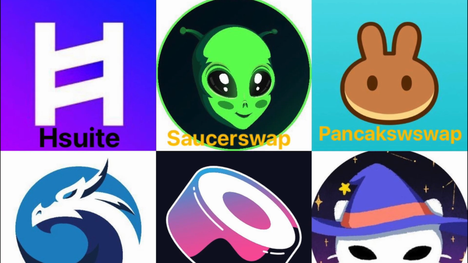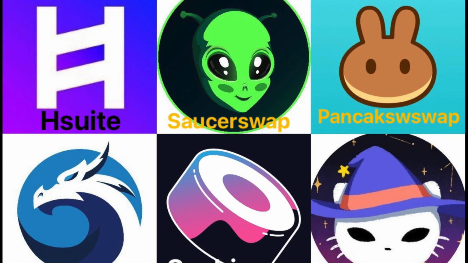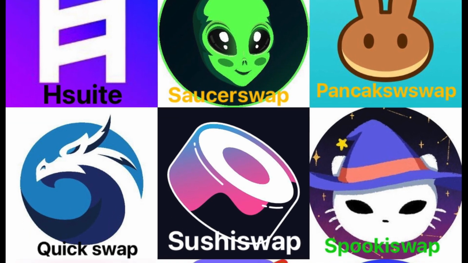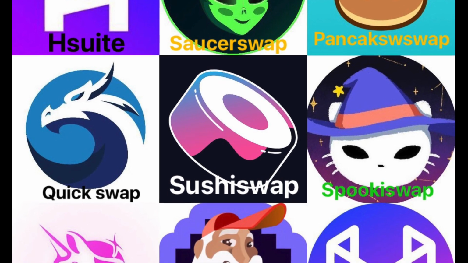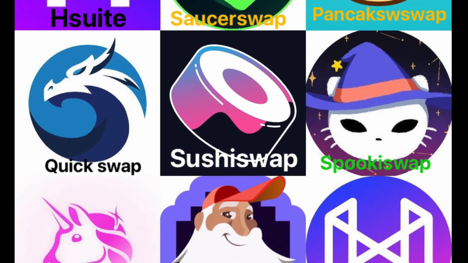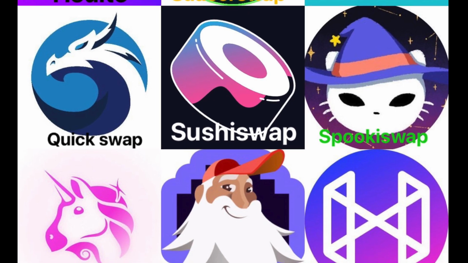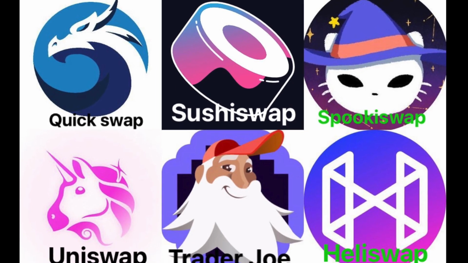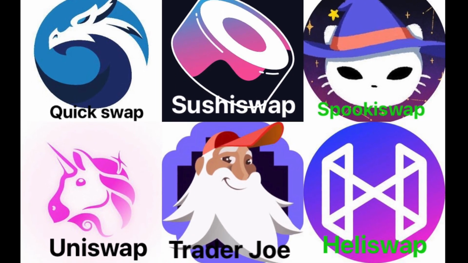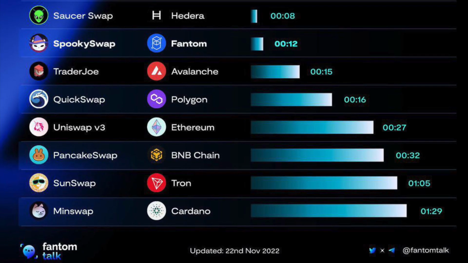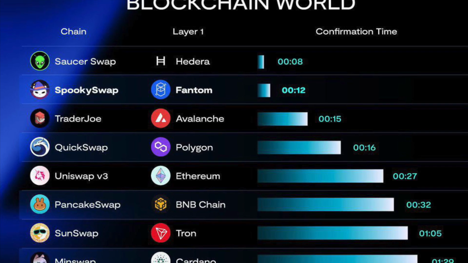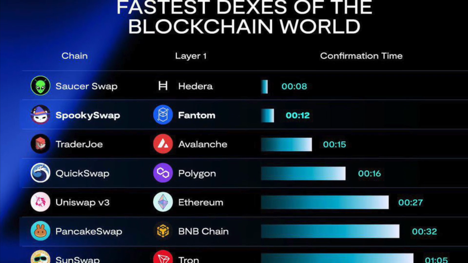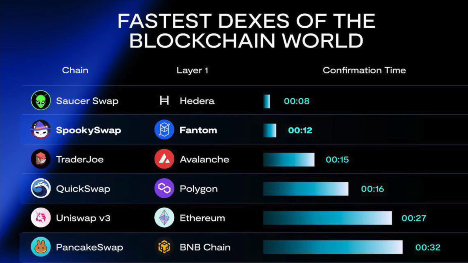Before we jump into what is a DEX, we're going to look at some of the most popular ones out here and the fastest one. We have HSUITE, SaucerSwap, PancakeSwap, QuickSwap, SushiSwap, SpookySwap, Uniswap, Trader Joe's, and HeliSwap. On this diagram that you see here, from the slowest to fastest, we can see the dominant one is SaucerSwap from Hedera Hashgraph. What is a DEX?